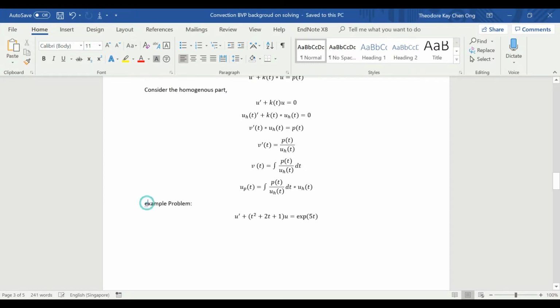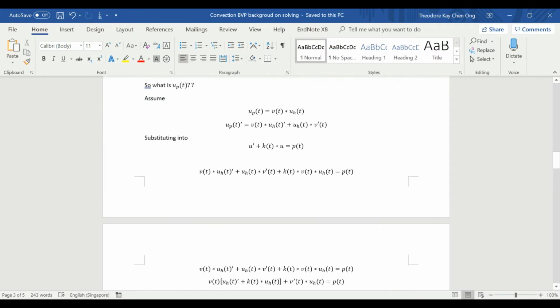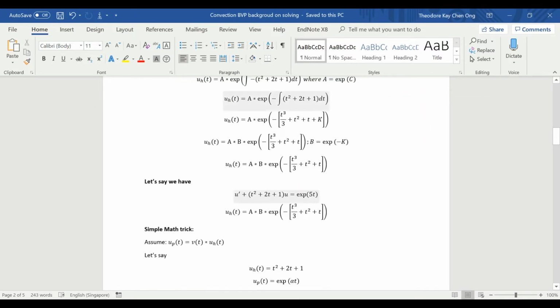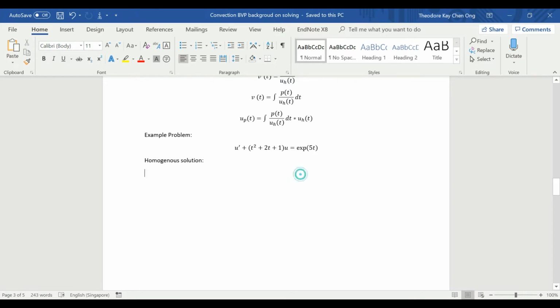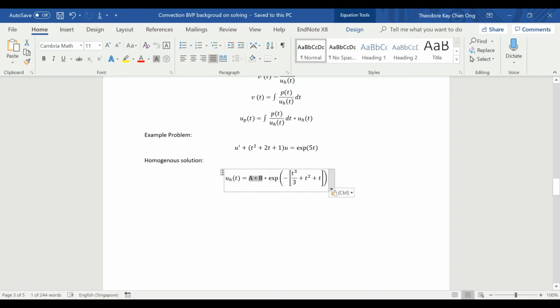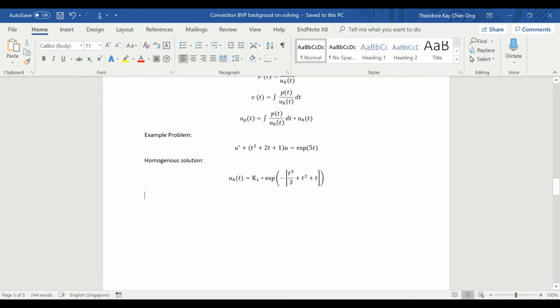So what's the homogeneous part? The homogeneous part is what we discovered earlier: some a times b times exponential. This one I'll just call k1, just for the sake of convenience. That's just some arbitrary constant. You can deal with that later.